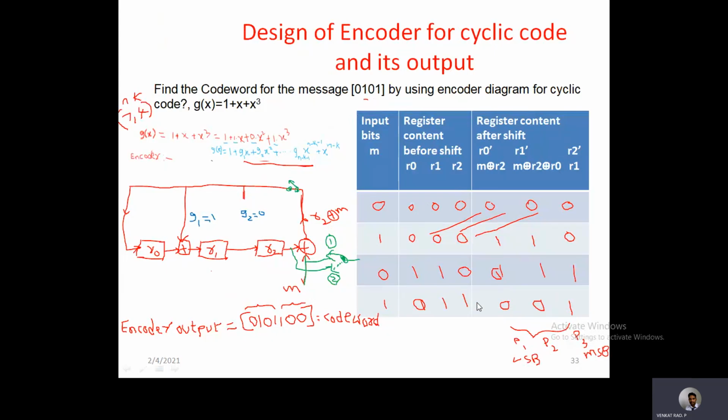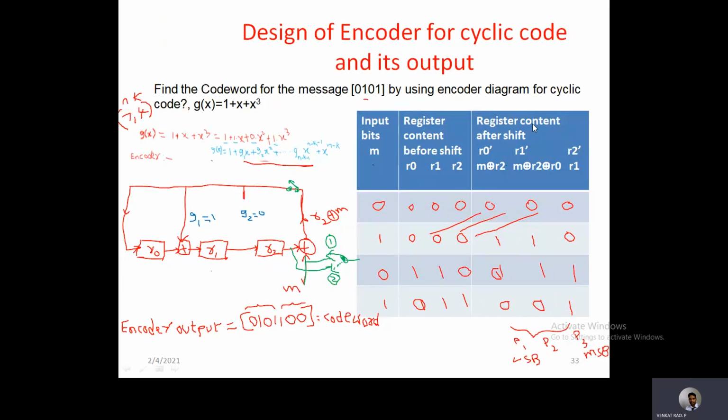Now let us see. First, write the input bits. Just write them in a column: this is the first message bit, second message bit, and so on. Next, write the register content before the shift operation, that means the previous values. So what are the previous values of these flip-flops? Initially, let us assume the previous values of the flip-flops are 0, 0, 0 in the reset condition.